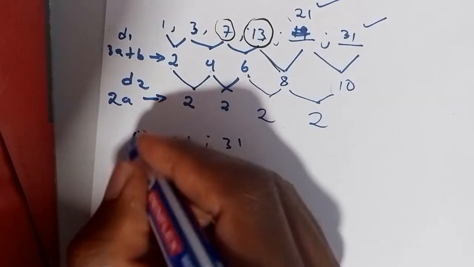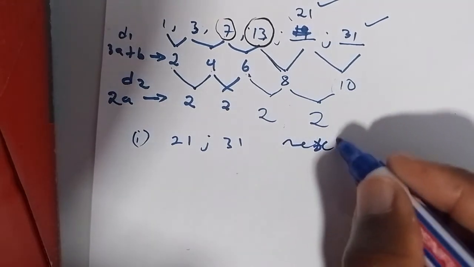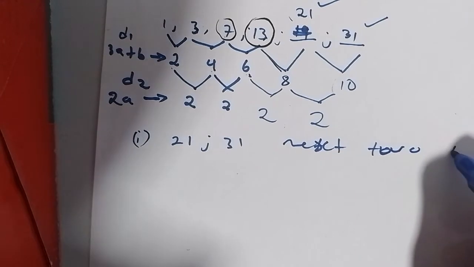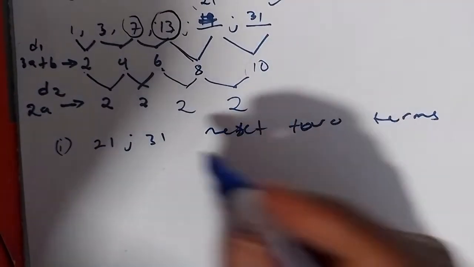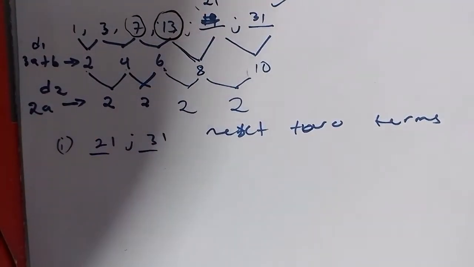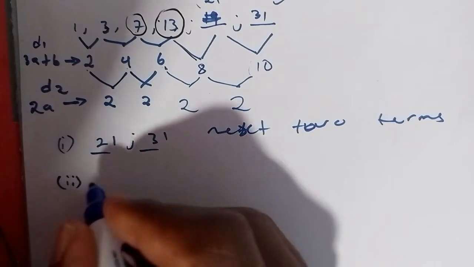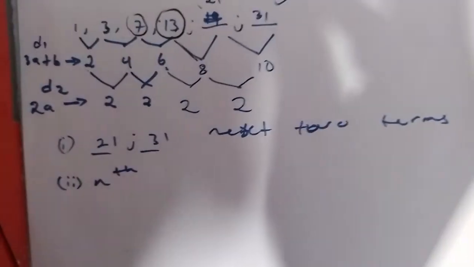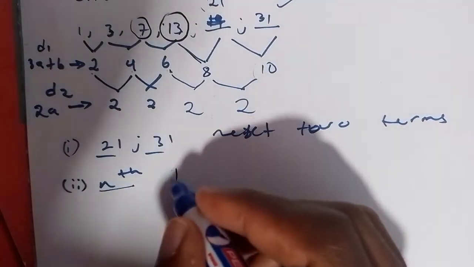The next question says we are supposed to calculate the next two terms. Let me just write it, next two terms. These are our next two terms. The next question says we need to determine the nth term, which is the general formula. When they say determine the nth term, they mean determine this.